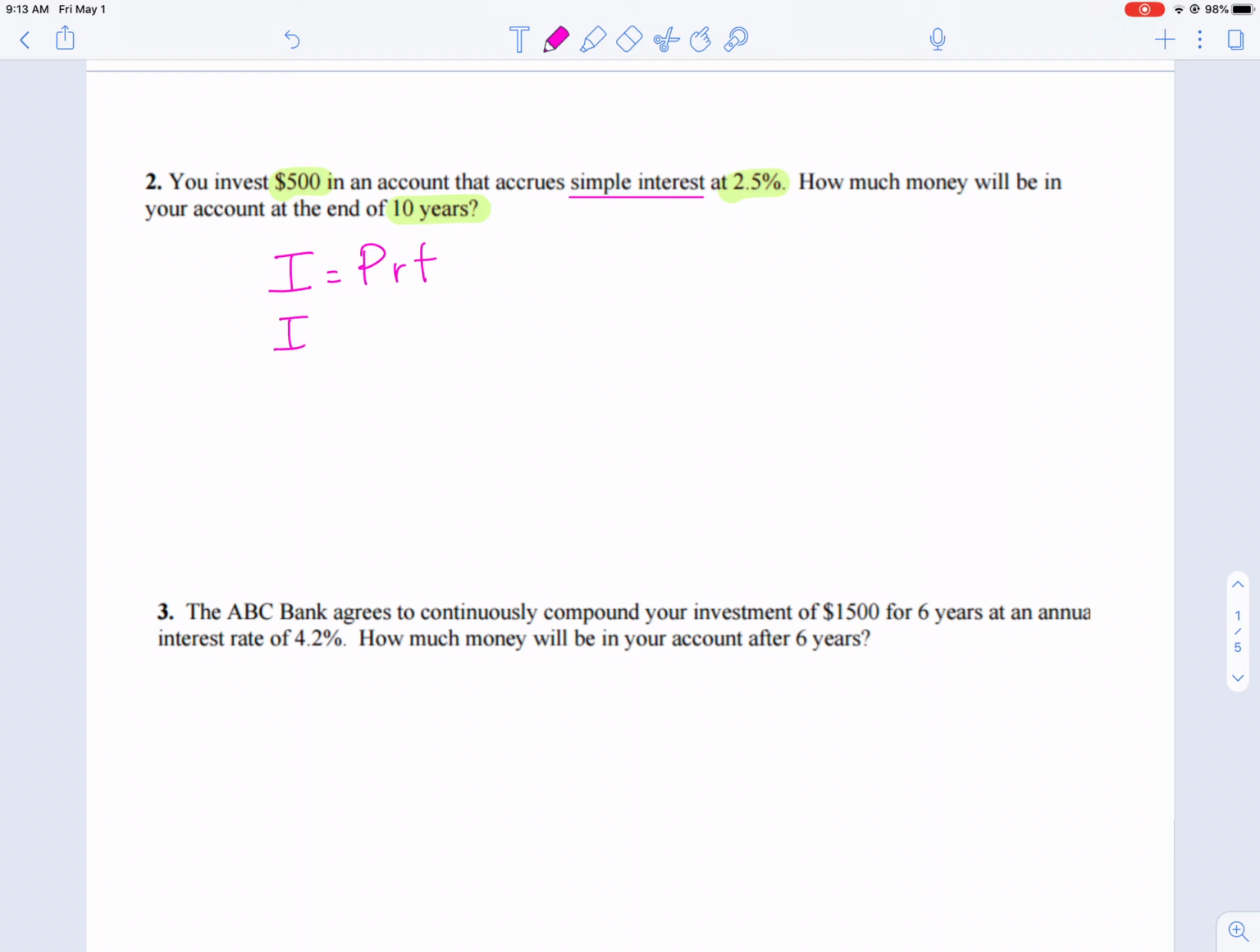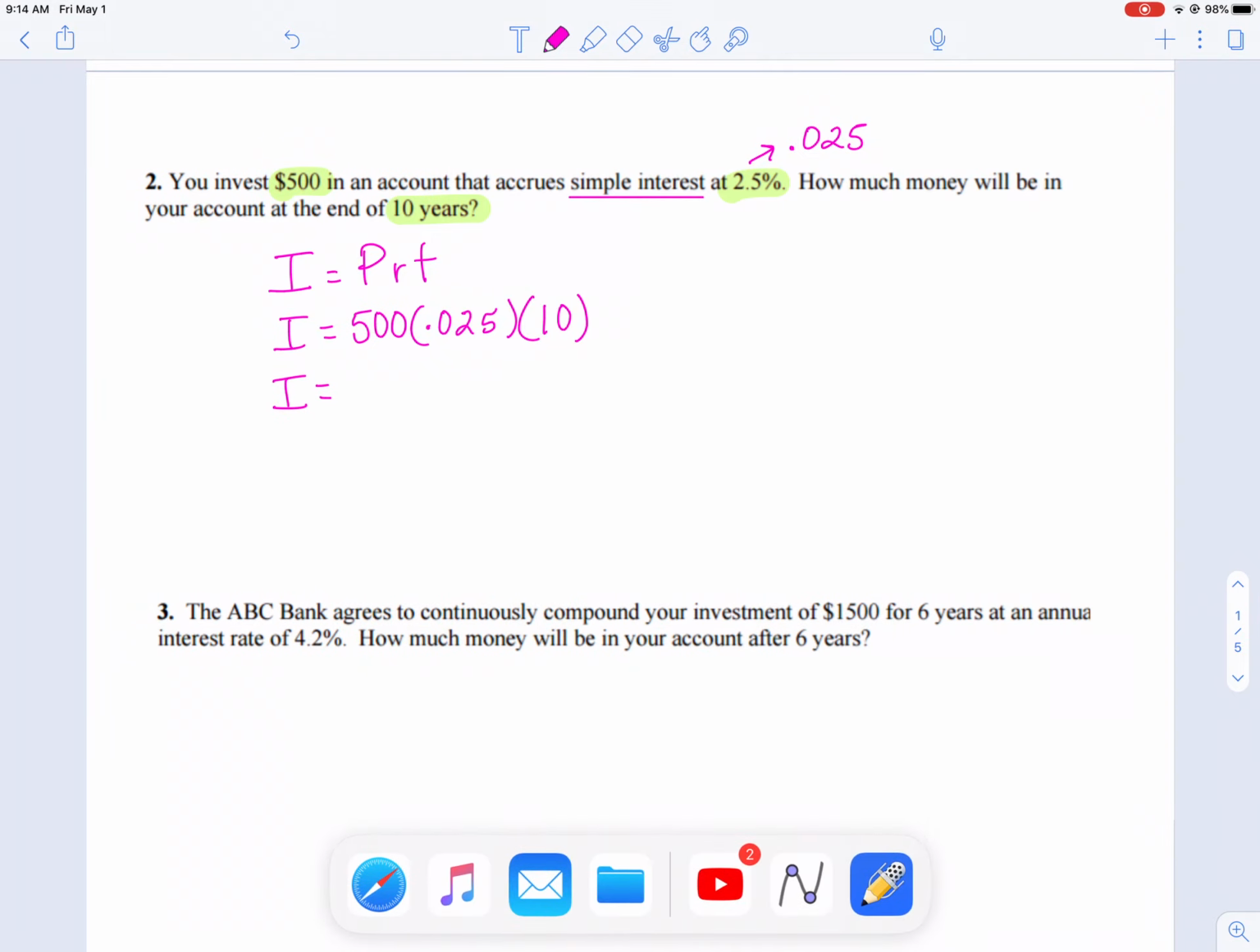Just remember, to get that simple interest, you're going to take your principal times your rate. Most important thing, this is what everybody's going to forget. They're going to multiply it by 2.5. It can't be. It's got to be 0.025 times your time, 10 years. That's going to get us our simple interest.